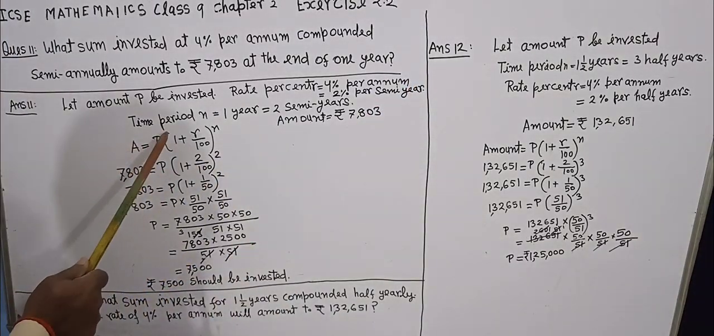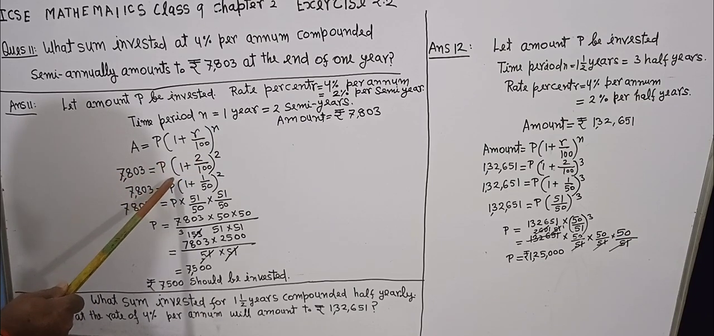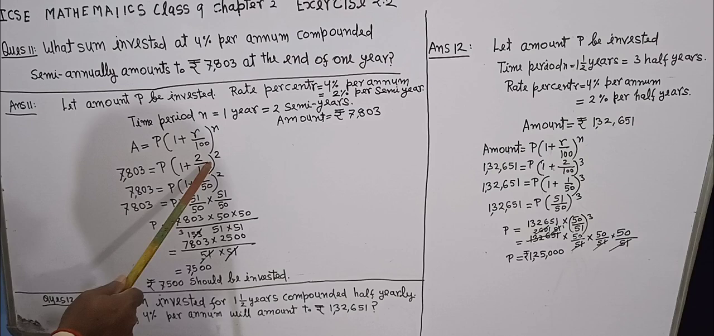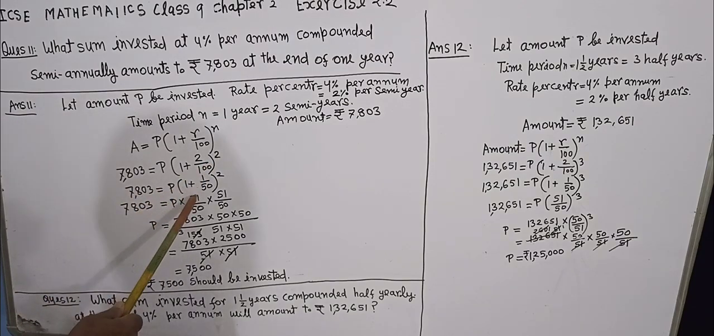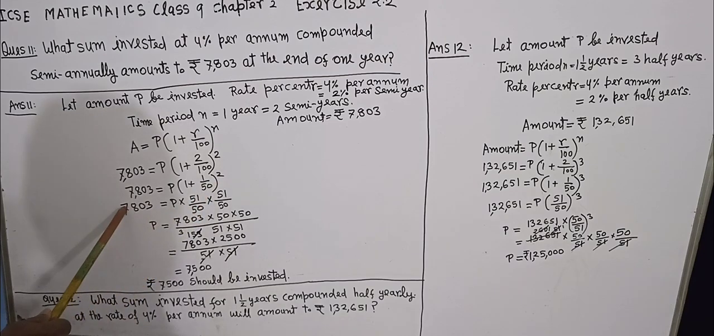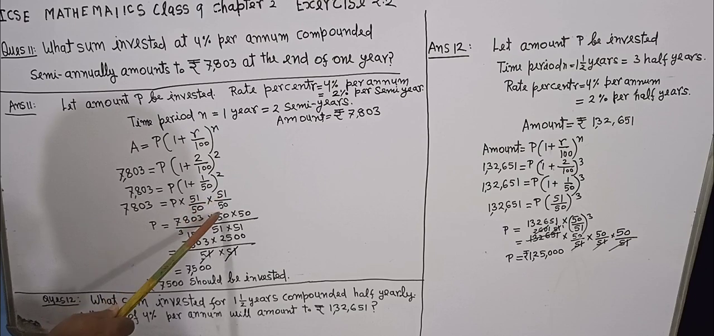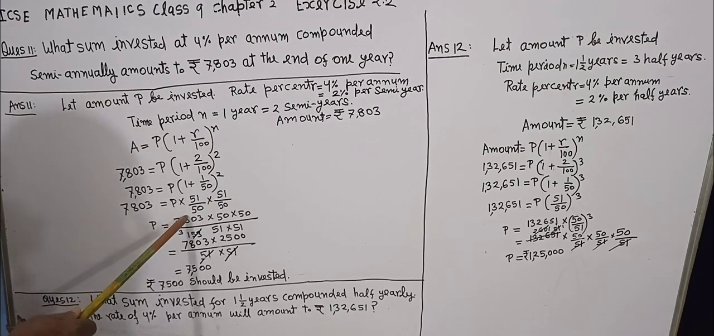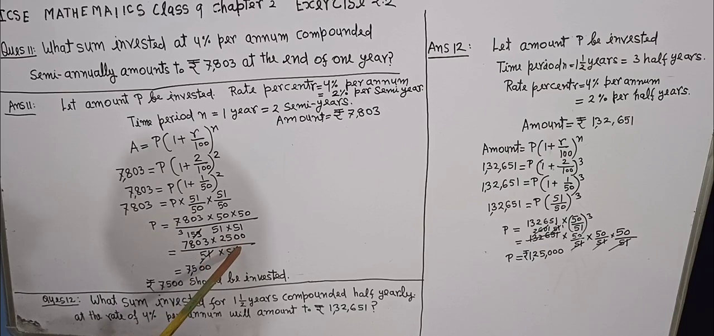A equal to P into (1 plus R by 100) to the power n. 7,803 equal to P into (1 plus 2 by 100) to the power 2. 7,803 equal to P into (1 plus 1 by 50) to the power 2. 7,803 equal to P into 51 by 50 into 51 by 50. P equal to 7,803 into 50 into 50 by 51 into 51, equal to 7,803 into 2,500 by 51 into 51.